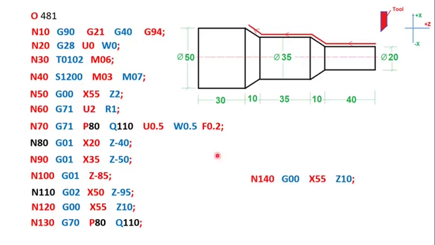Once the finishing operation is done, again I am moving to X55 Z10. Again I move to U0 W0. Then I switch off the spindle, switch off the coolant, and the program will end. So this is the procedure you have to follow when you are using G70 and G71.